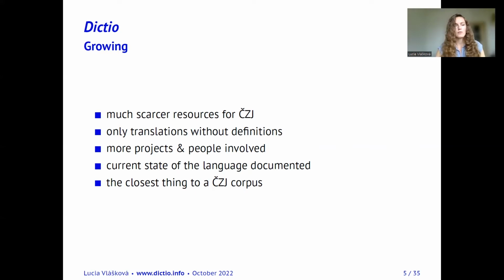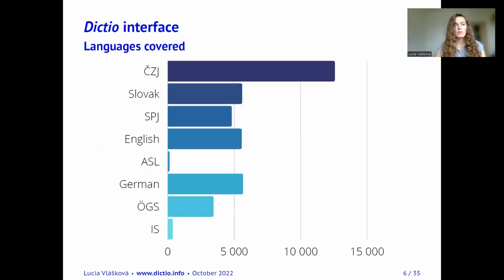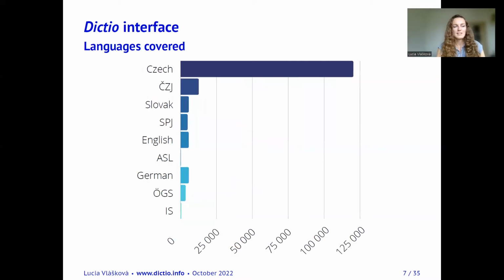Together with the increase of Czech Sign Language entries, Dictio included other languages, both spoken and sign. Through various international projects, the language situation today can be seen in this chart. While these various included languages made Dictio into a multilingual dictionary with both translations and definitions, when I add Czech into the picture, it is clear that its focus still lies within documenting mostly Czech and Czech Sign Language.